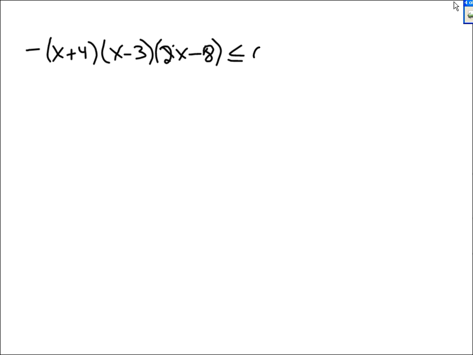So let's try one more. What if you have negative x plus 4, times x minus 3, times 2x minus 8. Okay, and we want to know when this is less than or equal to 0.